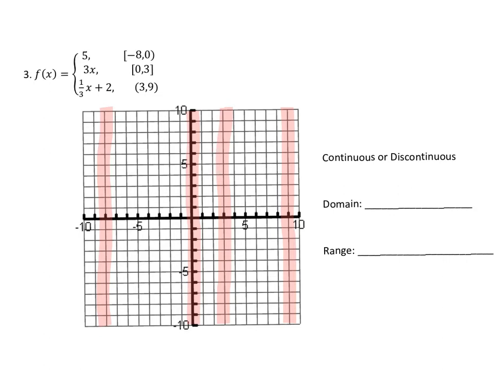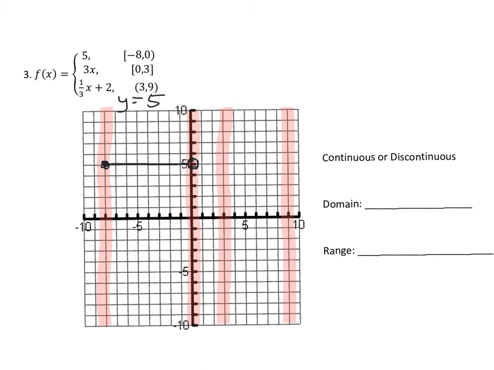Okay. So it says that my first one is f of x equals 5. Well, remember, if you have y equals a number, that's going to be a horizontal line. So we go to where y is equal to 5. And it says at -8, we have a bracket. So we have a closed circle, filled in. And it goes all the way to 0. But at 0, it has a parenthesis. So we have an open circle. So boom, we have that first one done. That's not so bad. So this is y equals 5, okay?